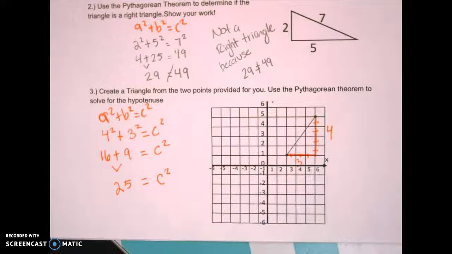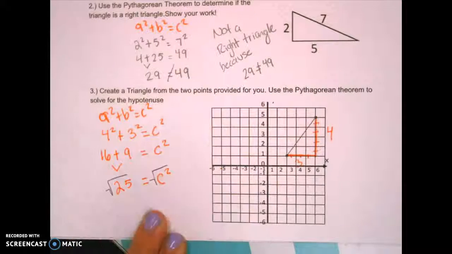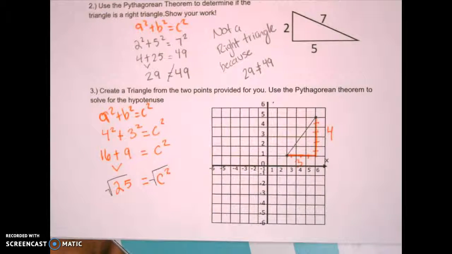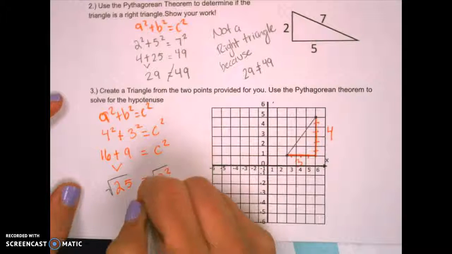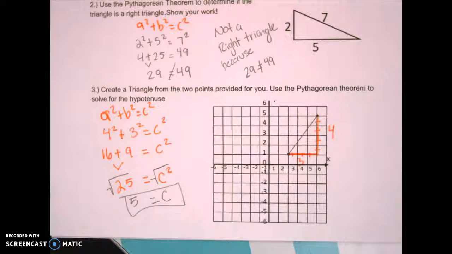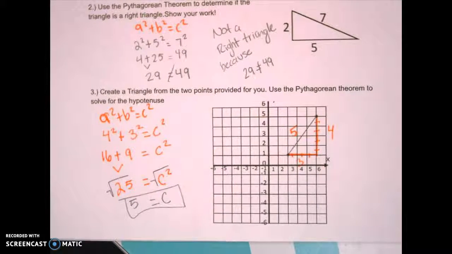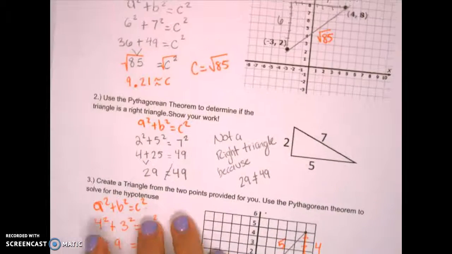And my last step is to take the square root of both of the sides. So I'm going to square root both of them. And I know that 25 is a perfect square, so C equals 5. So now I can label it 5. If at any point you are stuck or need help, do pause the video so that way you can review.